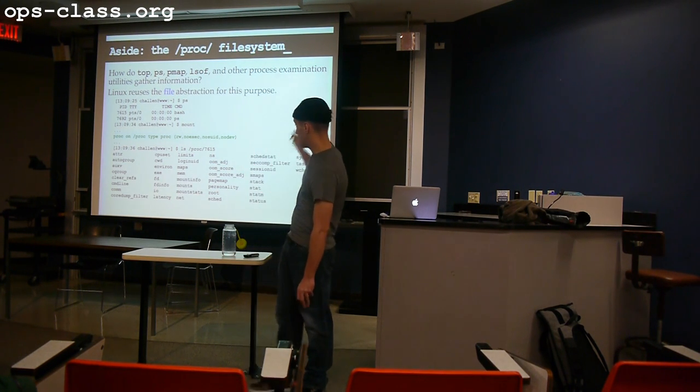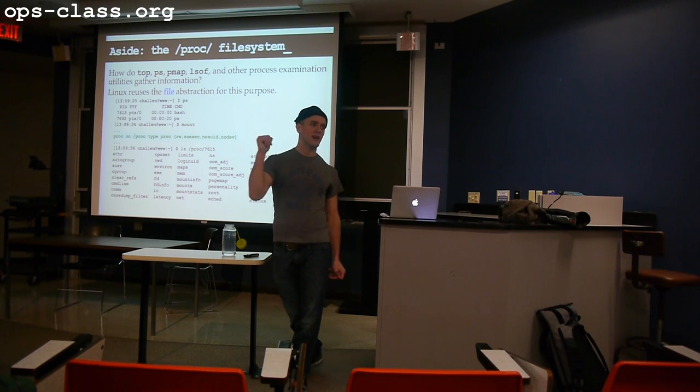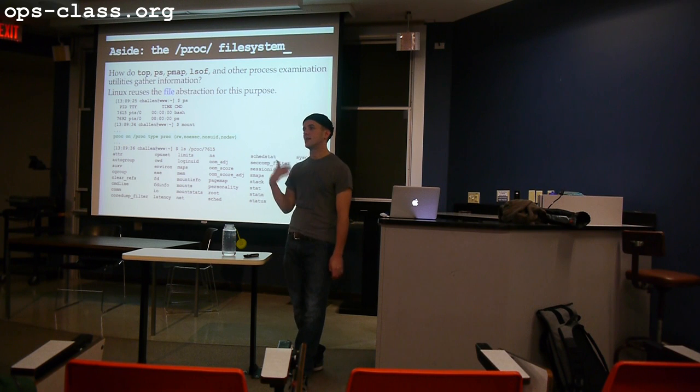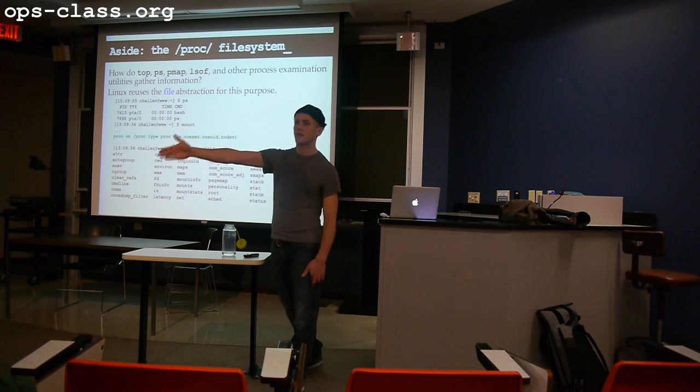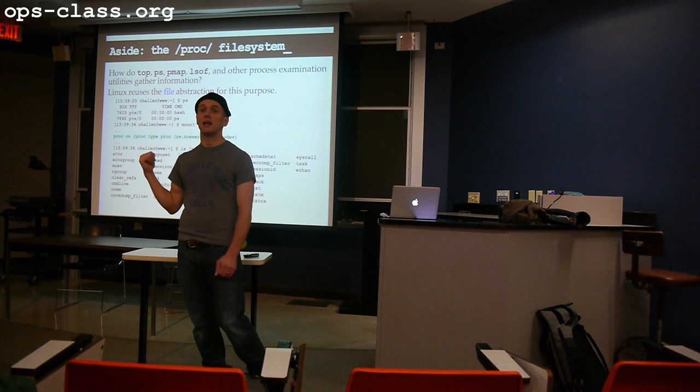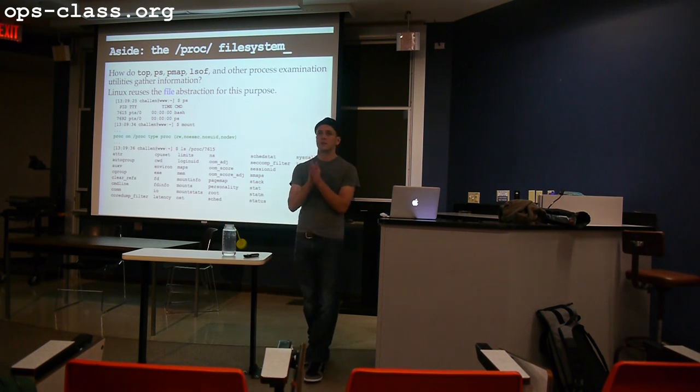Otherwise, Mac, for example, doesn't have this. It has a Unix-like operating system, but it does not have proc. And what that means is that Mac tools that display this information have to make these kind of funky system calls in order to retrieve the information directly from the kernel, rather than just navigating proc. All right, we're done. Do you guys have any questions?